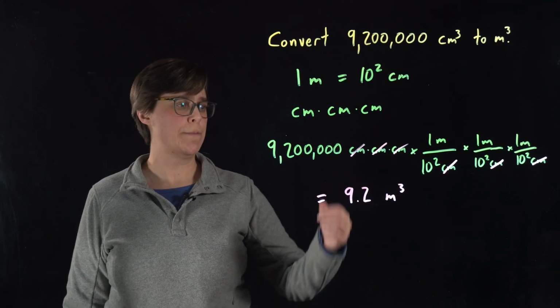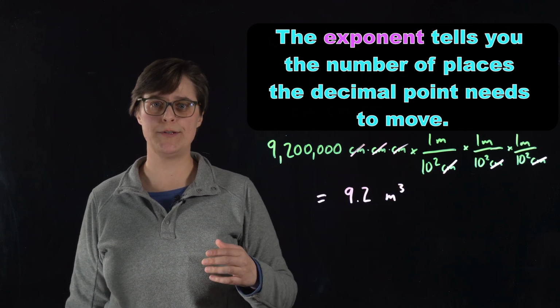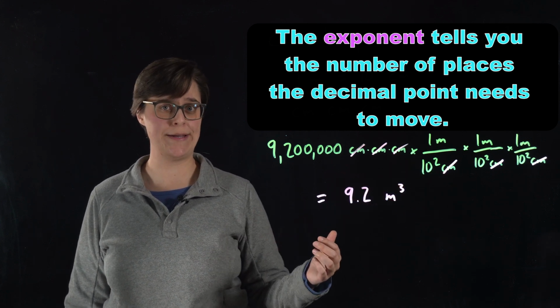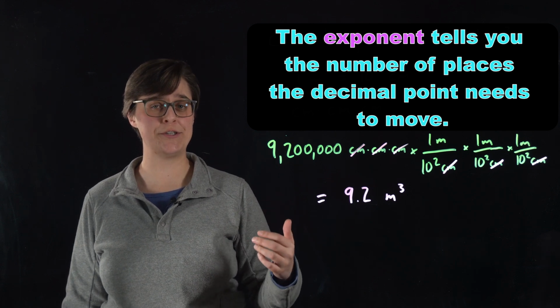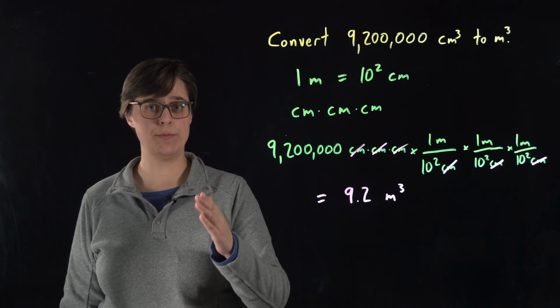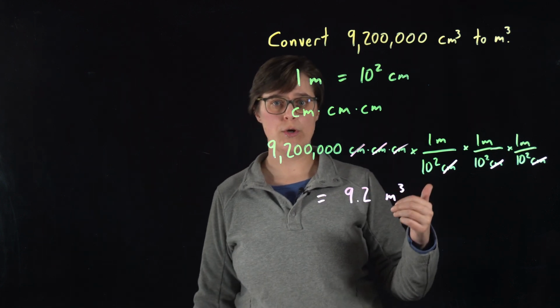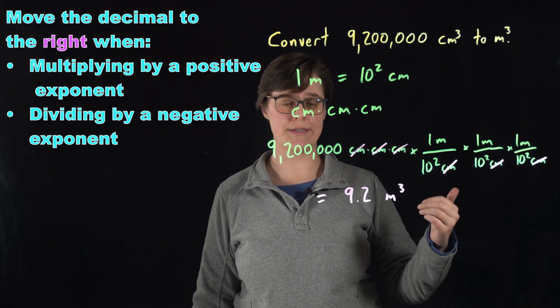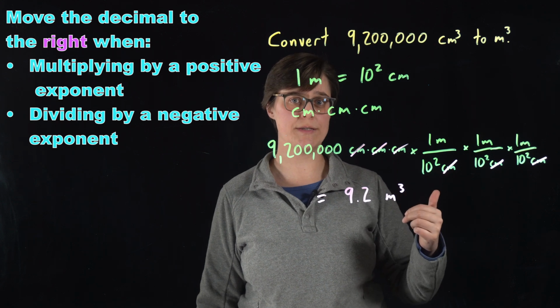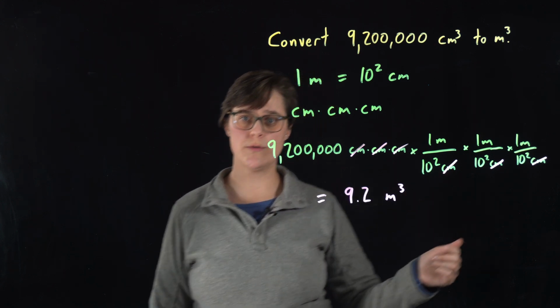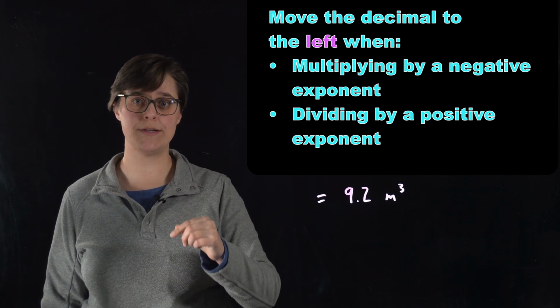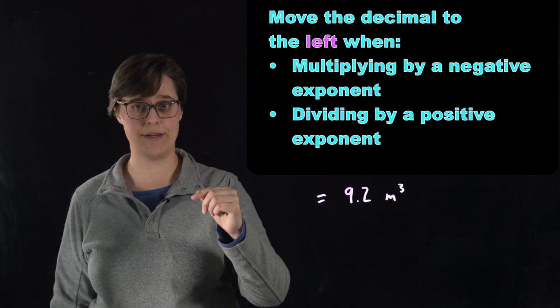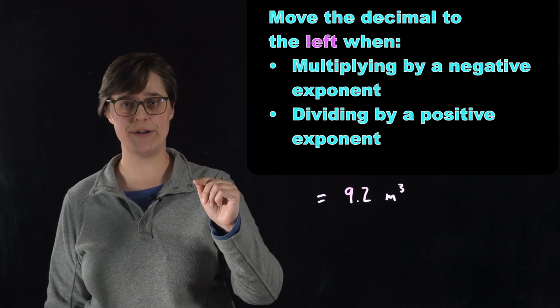In a nutshell, the exponent tells you the number of places the decimal point needs to move, and whether you're multiplying or dividing tells you the direction in which it needs to move. So move the decimal to the right when you are multiplying by a positive exponent or dividing by a negative exponent, and move the decimal to the left when you are multiplying by a negative exponent or dividing by a positive exponent. Let's check comprehension.